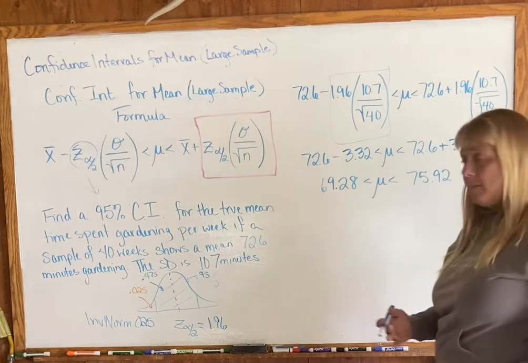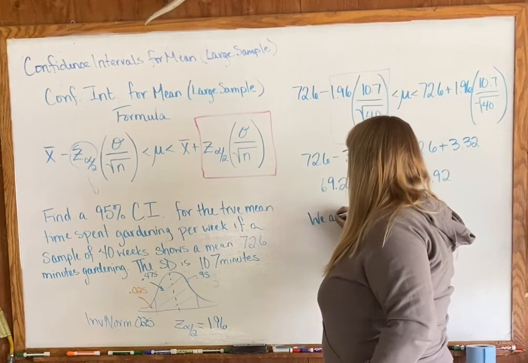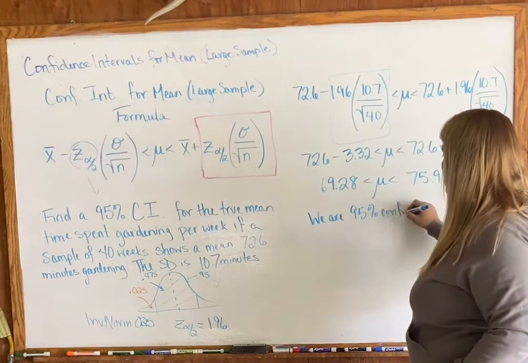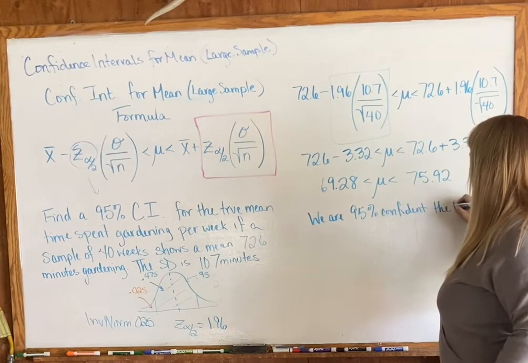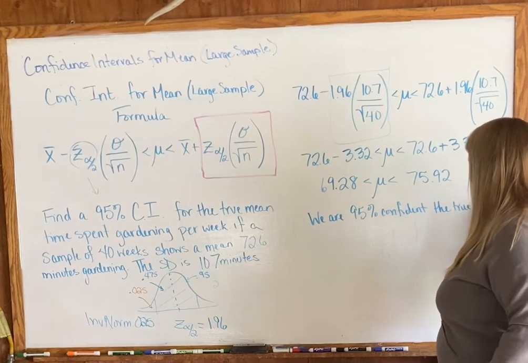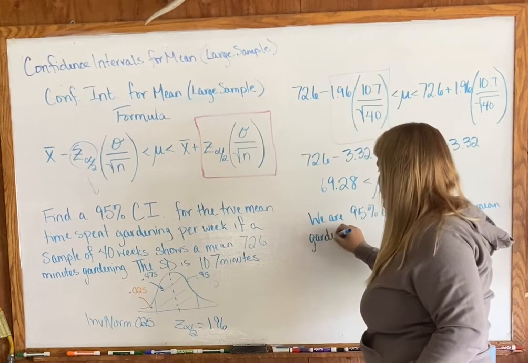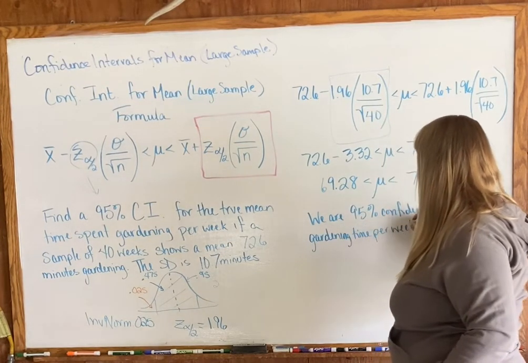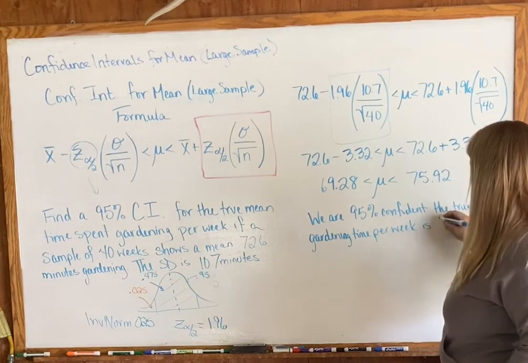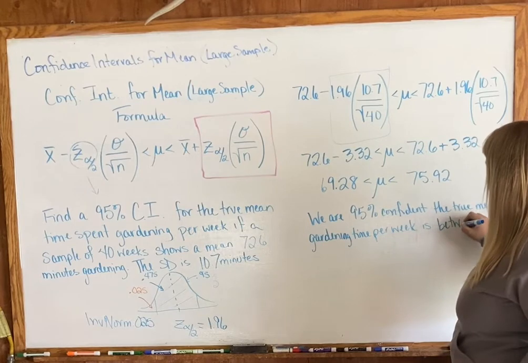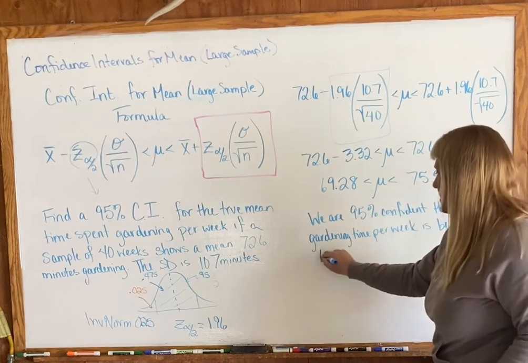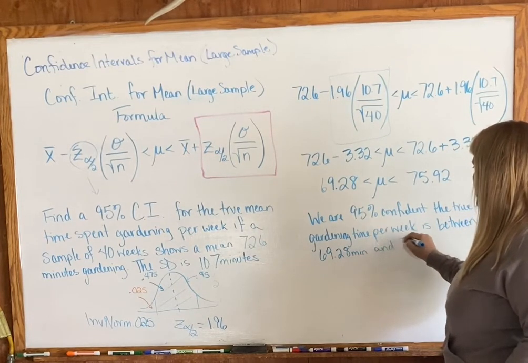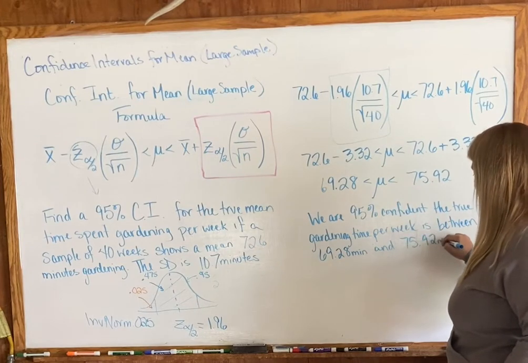So again, following the same format as last time, we say: this time we are 95% confident the true mean gardening time per week is between 69.28 minutes and 75.92 minutes.